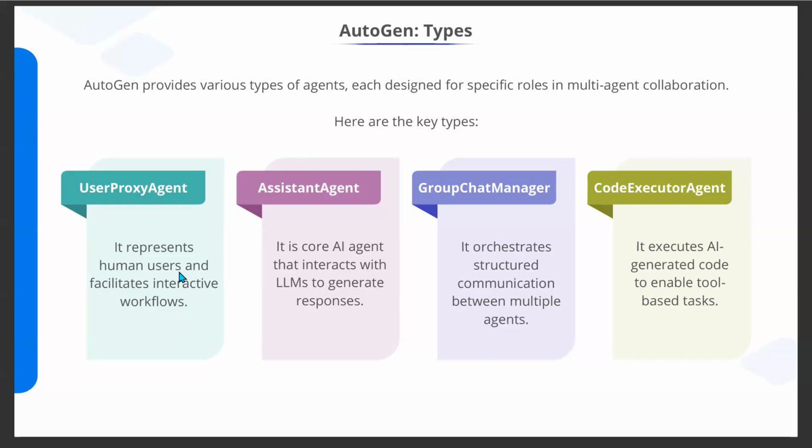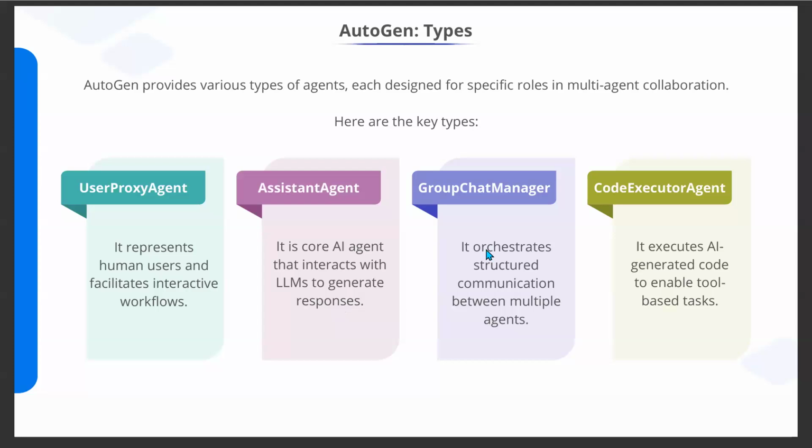Next, the assistant agent will come into the picture. Assistant agent is like a core agent that interacts with the LLM to generate responses. It is responsible for reasoning, generating responses, solving problems, and getting you the processed output.